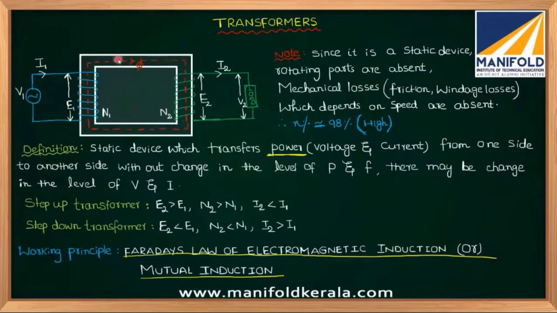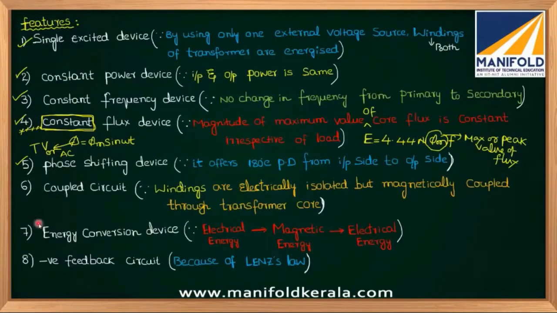Very good. That means in a 2-winding transformer, though the 2 windings are electrically isolated, they are magnetically coupled. Magnetically coupled means what? Flux linking with the primary winding as well as with the secondary winding. Magnetically coupled means you should see the flux term. Flux is linking with the primary winding as well as with the secondary winding through what? Through the transformer core. So that's the reason why you can call a transformer a coupled circuit.